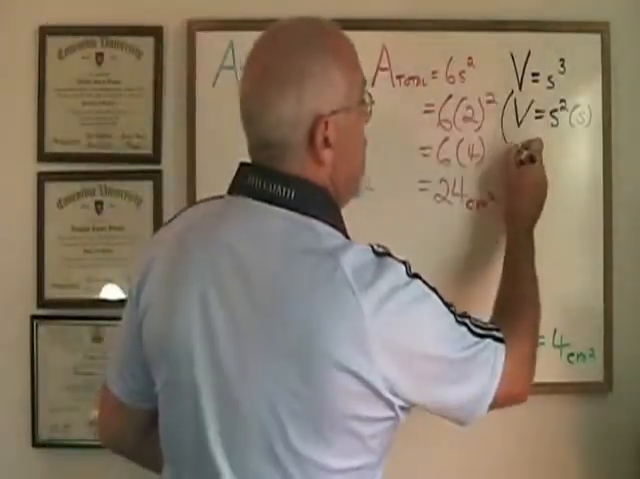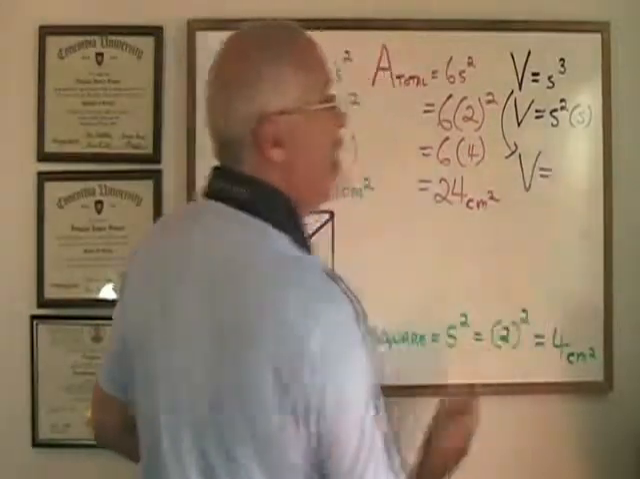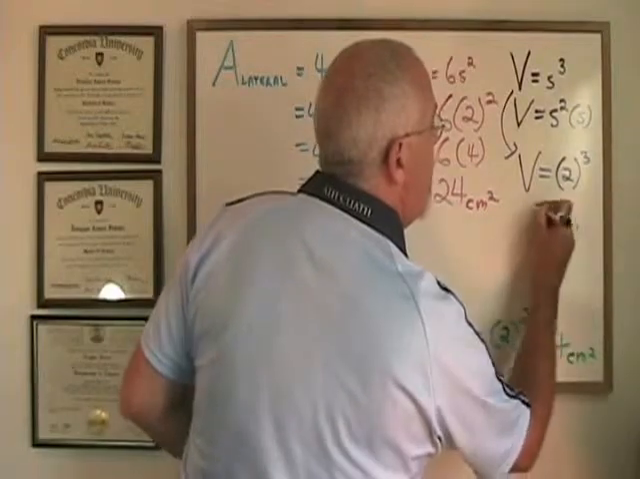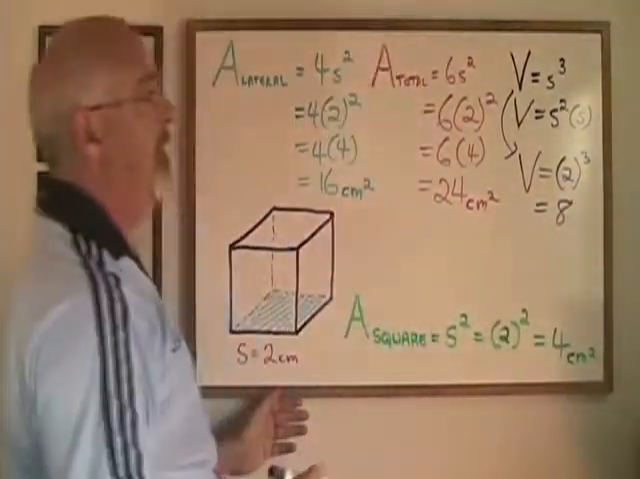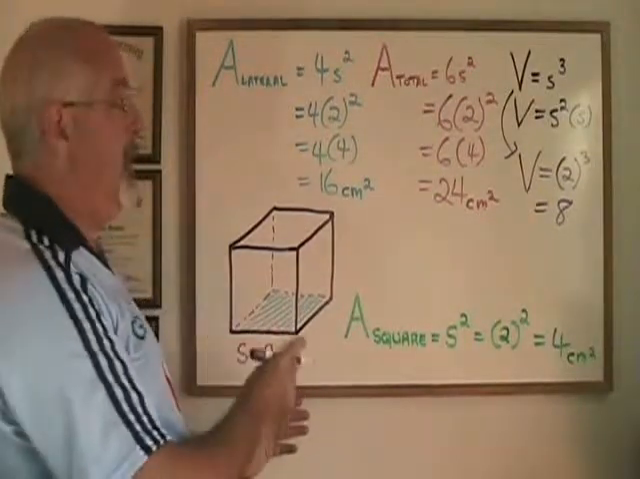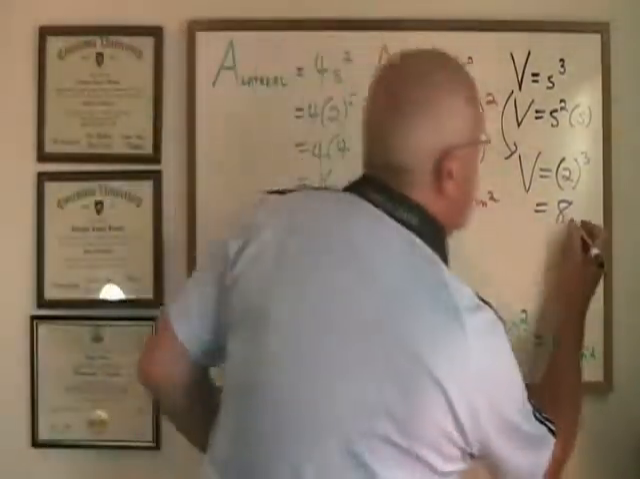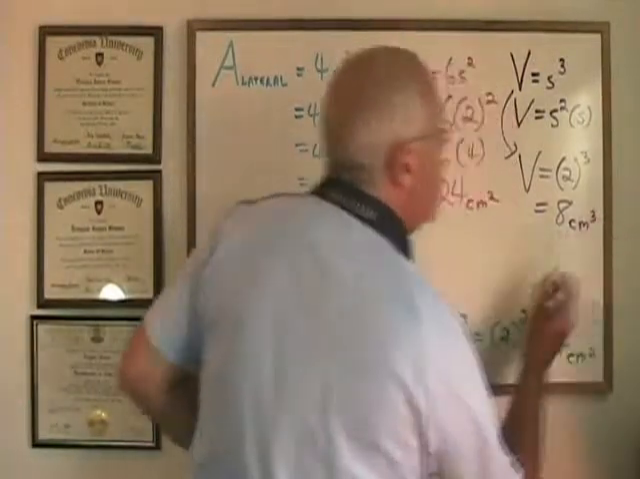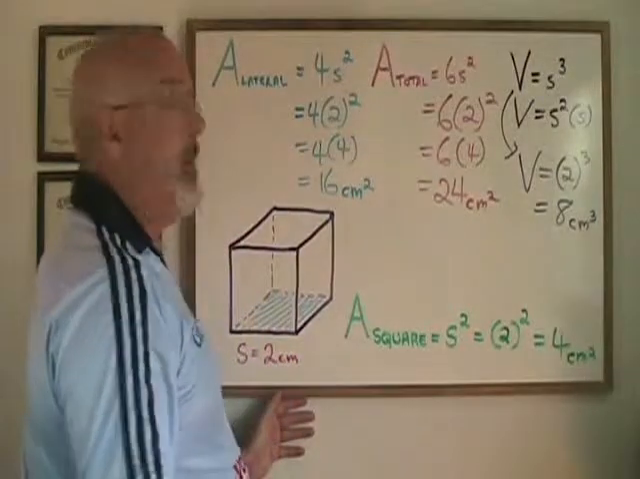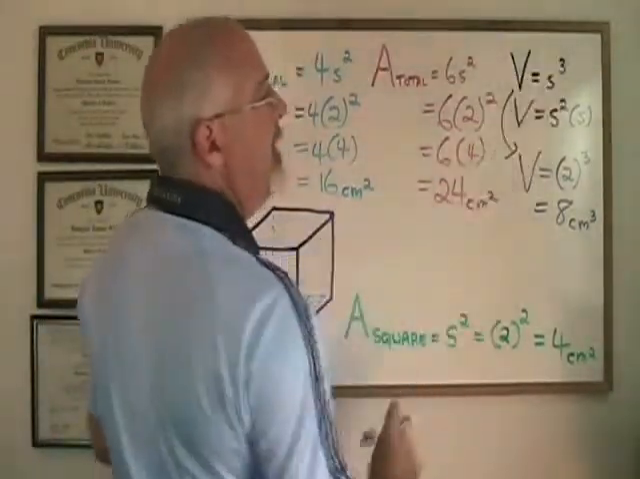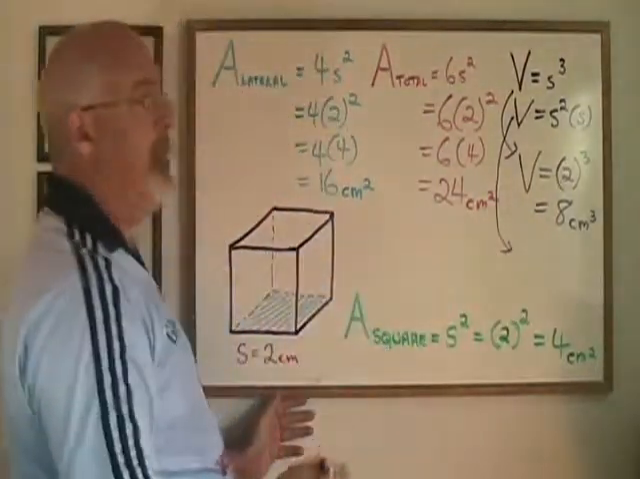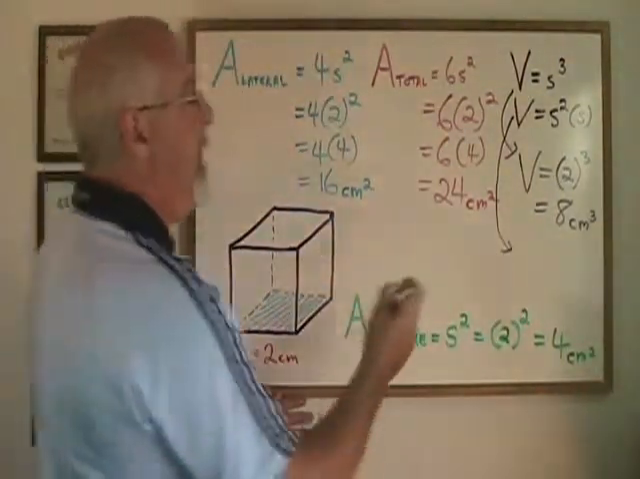Filling in this formula, the side length is 2, so s cubed becomes 2 cubed, and 2 cubed is 8. And because it is volume and the distance measurement was centimeters, the unit of measure will be centimeters cubed. I got this 8 centimeters cubed by applying this formula. But I could also apply this formula. Volume equals s squared times s. And it would look like this.